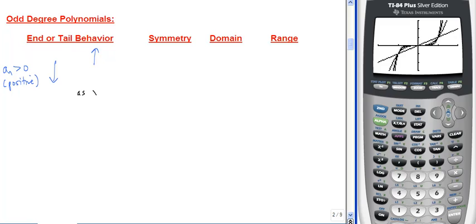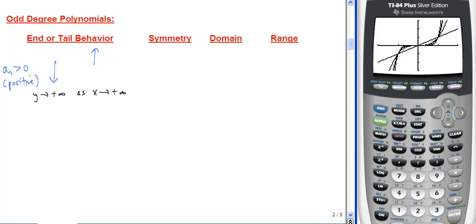So if x is going to positive infinity, so if the graph is going this way, on this side of the graph towards those positive x values, what are the y values doing? They're going up. So we would say that y goes to positive infinity as x goes to positive infinity.